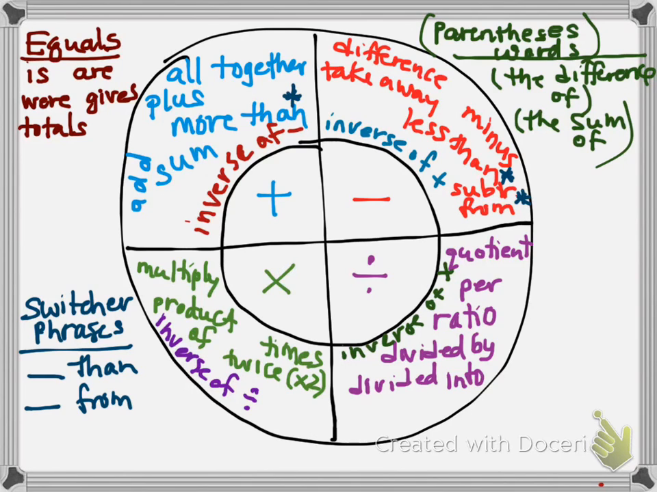We have into. That would be divided into. We really don't have any switcher phrases for products, for multiplication. It's just mainly adding, subtracting, and then there is division. Okay. Let's see. There's another one I've seen. We'll come across it.